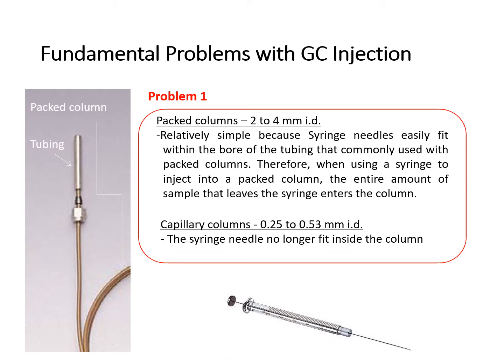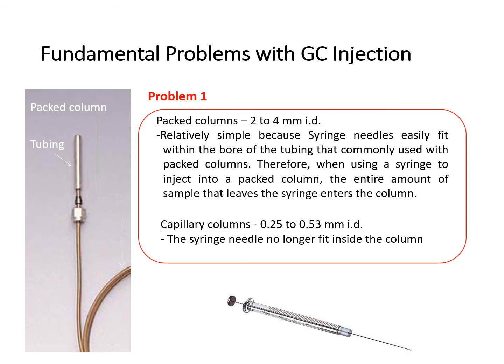Fundamental problems with GC injection when dealing with packed columns and capillary columns. Packed column is relatively simple because syringe needles easily fit within the bore of the tubing that is commonly used with the packed column. Therefore, when using a syringe to inject into a packed column, the entire amount of sample that leaves the syringe enters the column. With a capillary column, the internal diameter is smaller compared to the packed columns. Therefore, the syringe needle does not fit inside the column.